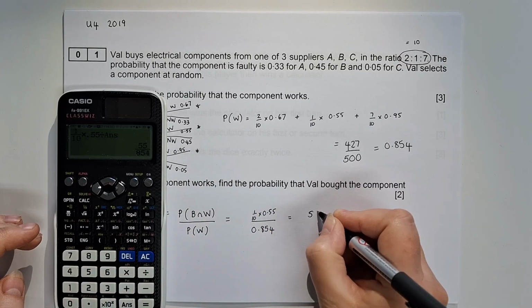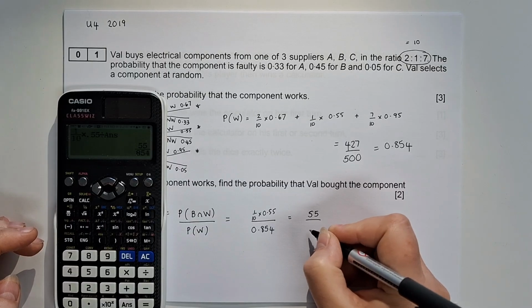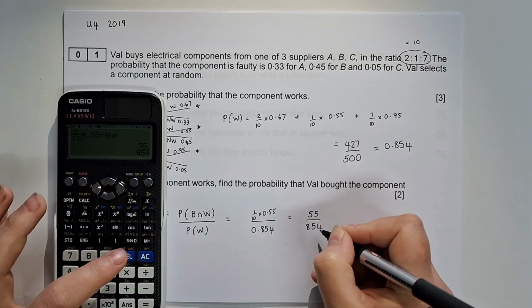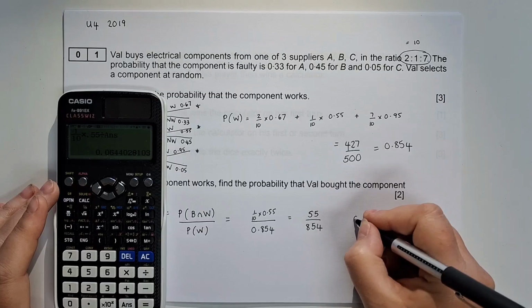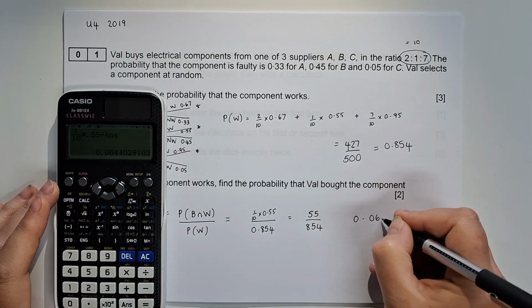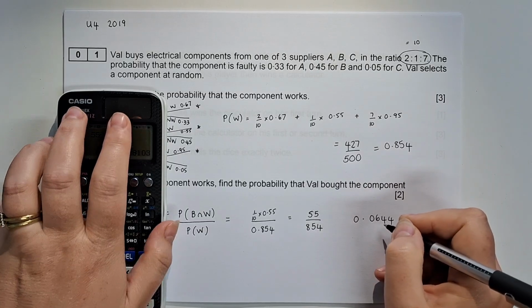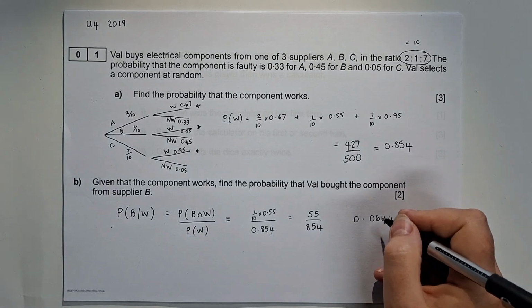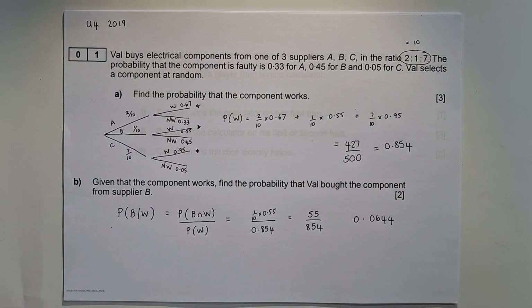So that gives you 55 out of 854, which you could write as a rounded decimal, 0.0644 if you want it. If you did give a decimal that needs rounding, make sure you give 3 significant figures and don't round it to less than that.